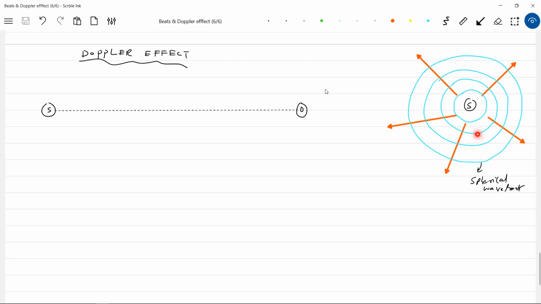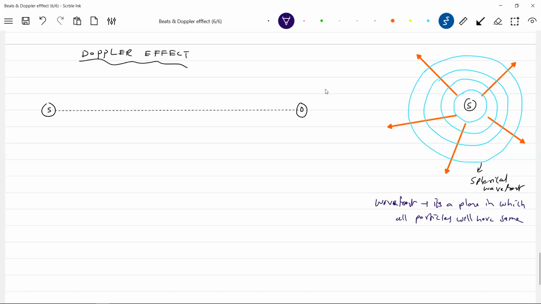So now what do you mean by wavefront? First of all, we'll discuss wavefront. It's a plane in which all particles will have the same phase. Okay, agree with this? So what do you mean by wavefront? It's a plane in which all particles will have the same phase.